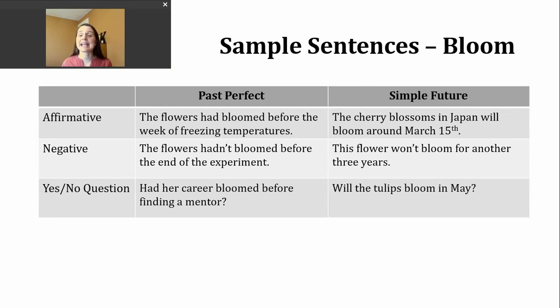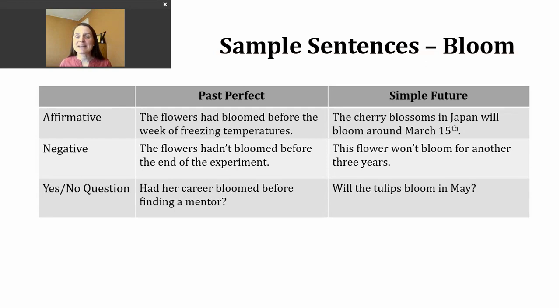Now, if you want to make a negative simple future sentence using will, you'll insert not after will. And then again, we'll use the base verb right after that. You might hear some people use the contraction won't. Here's another example. This flower won't bloom for another 3 years. So there are some special flowers and plants that do not bloom every year. And it can be 3, 4, or more years between the point in which they will bloom.